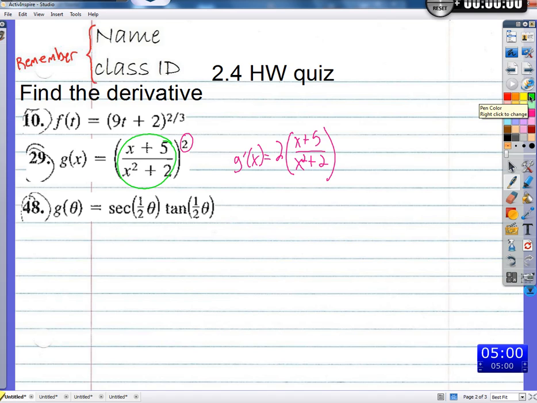Okay, low d high minus high d low over low squared. What's below? Right? Comes right off the tongue. It really helps me. So low.